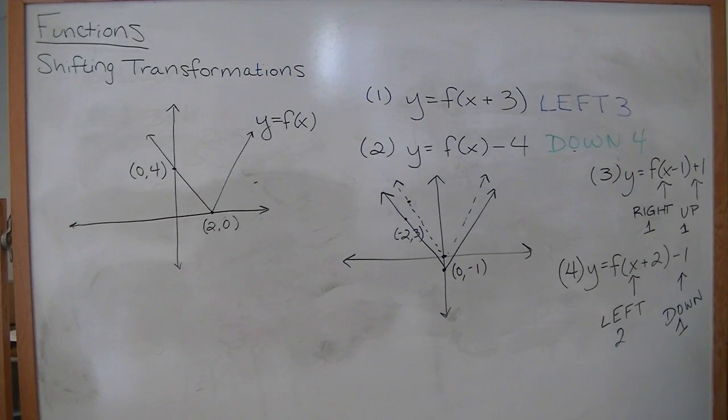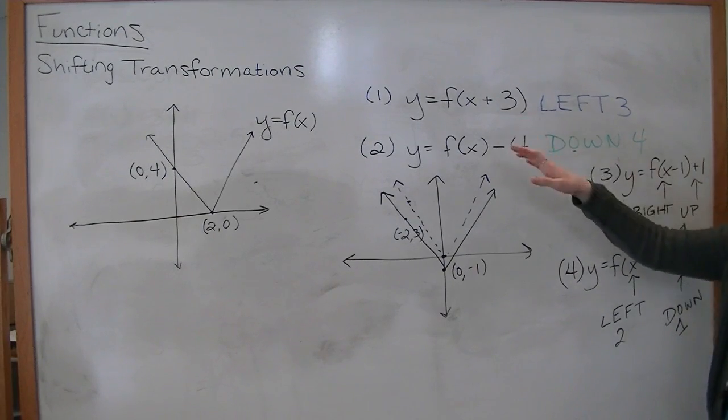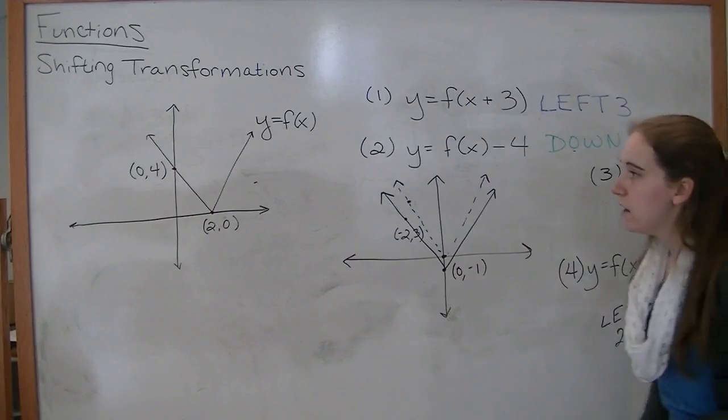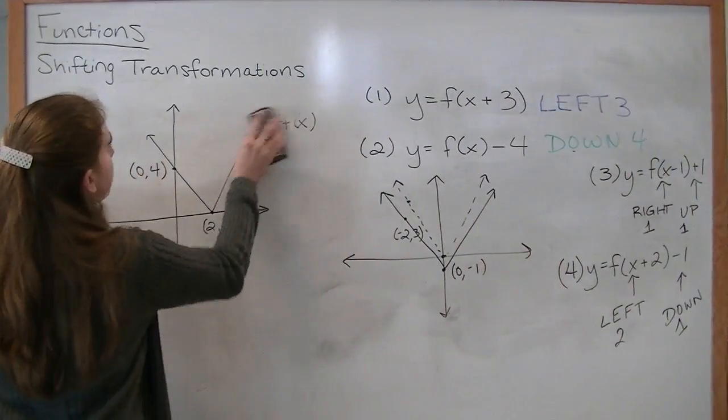So there are some examples based on this graph. We horizontally shifted, we vertically shifted, and then we did some where we had to do both. Now let's think about some quadratics.